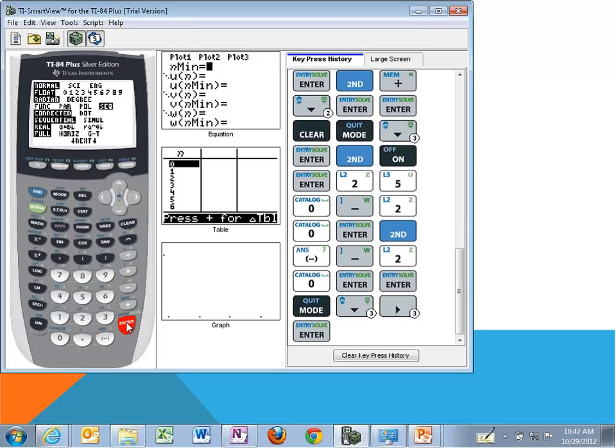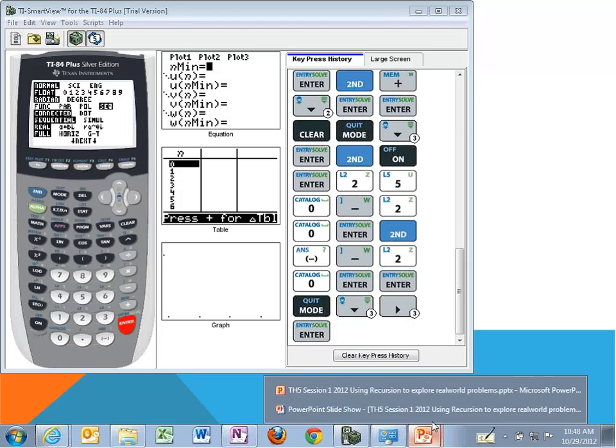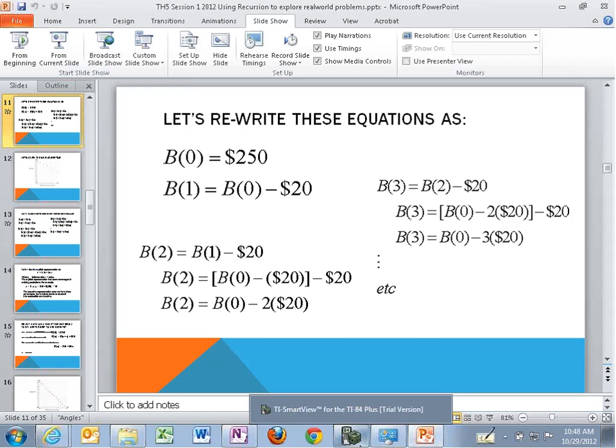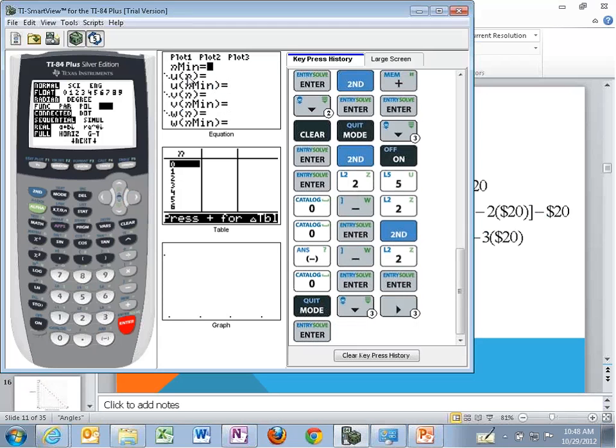So I'm going to talk a little bit about this notation because it looks similar to what I have on the slide, but it's got some variables. It's got this n min and u of n min. If I go back to the slide, I said B of 0 is 250, and B of 1 is B of 0 minus 20. So if I think about these recursive equations, n min is where we start things, the starting value for the n, which is going to be 0. So I'm just going to type in a 0 and hit enter.